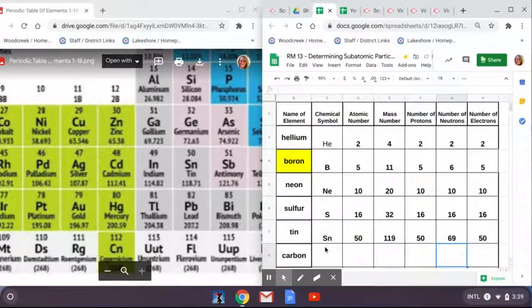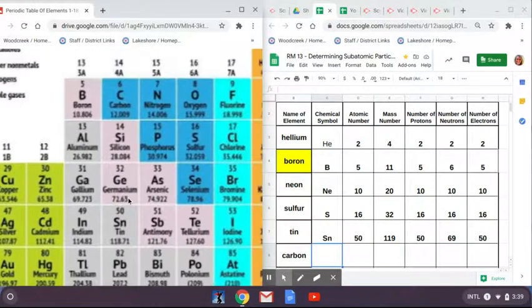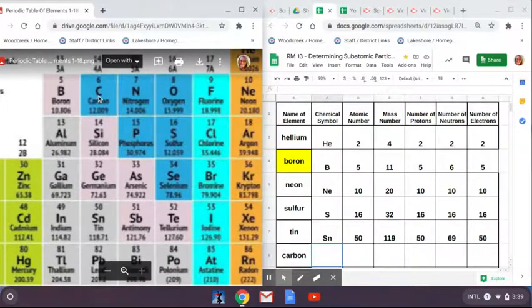So now it's carbon's turn. Carbon is a gas. So I need to come over to the left side of my periodic table, and carbon is right there in period 2. It's represented by a capital C. And it has an atomic number of 6 and a mass number of 12. So that means there are 6 protons and 6 electrons. And then 12 minus 6 equals 6, so there are 6 neutrons.